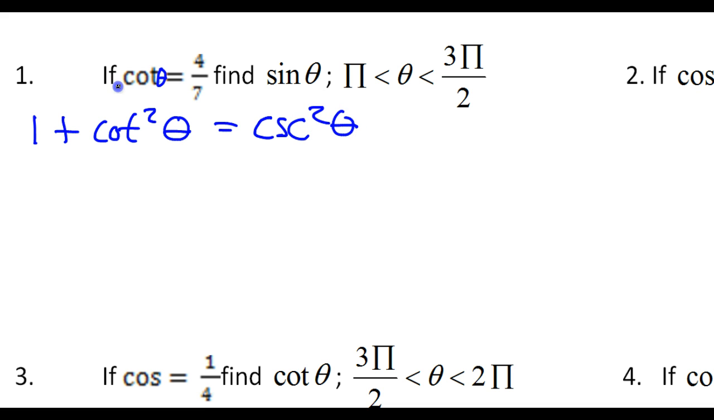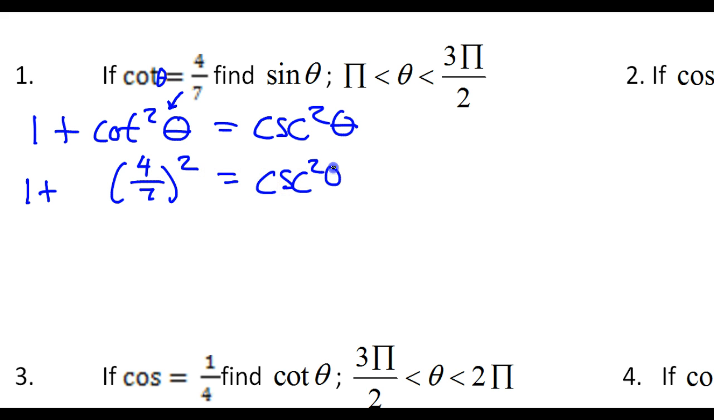Okay, so they gave me the cotangent, so I'm just going to substitute that in right here. So this is going to become 1 plus 4/7 squared, that's cotangent squared, is equal to cosecant squared theta. So this is going to be 1 plus 16/49, I'm just squaring both of these, is equal to cosecant squared theta.